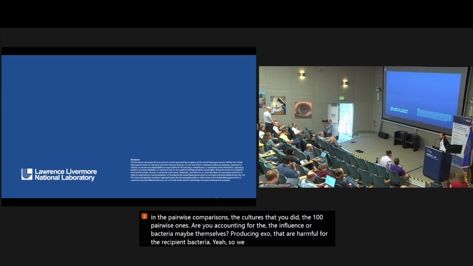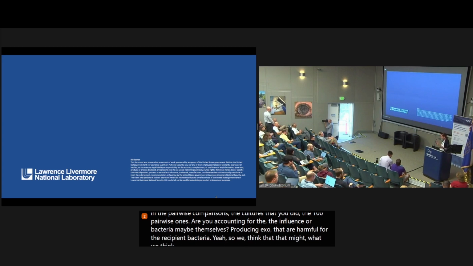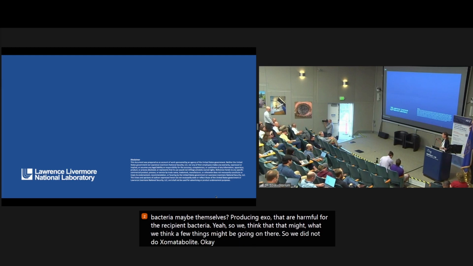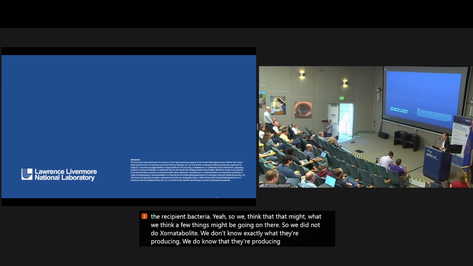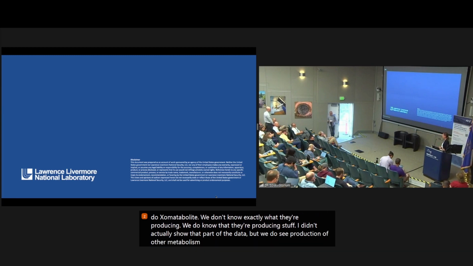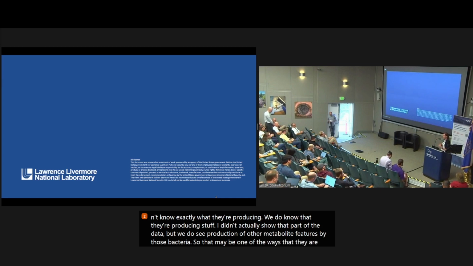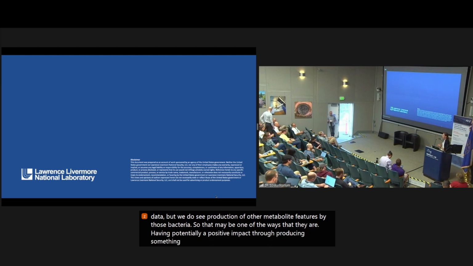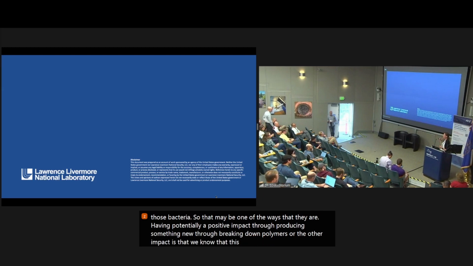Yeah, so we think that a few things might be going on there. We don't know exactly what they're producing. We do know that they're producing stuff. I didn't actually show that part of the data, but we do see production of other metabolite features by those bacteria. So that may be one of the ways that they are potentially having a positive impact, through producing something new, through breaking down polymers. Or the other impact is that we know that this algae actually produces some inhibitory compounds, and so they may actually be breaking down a compound that inhibits another bacteria.